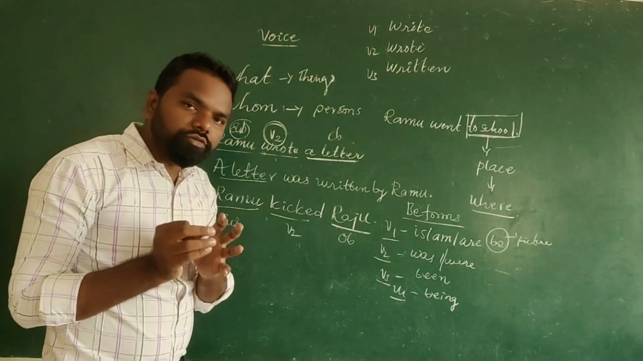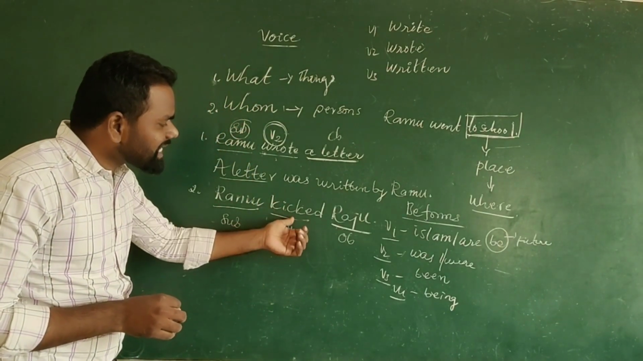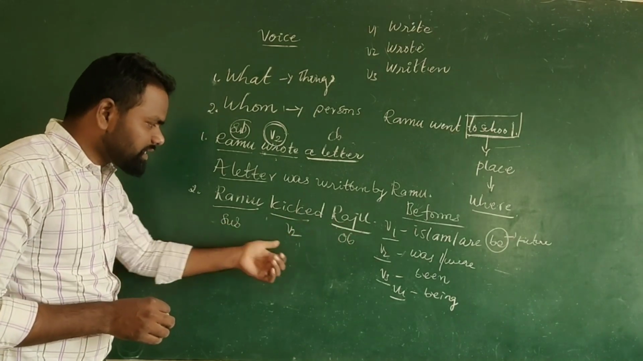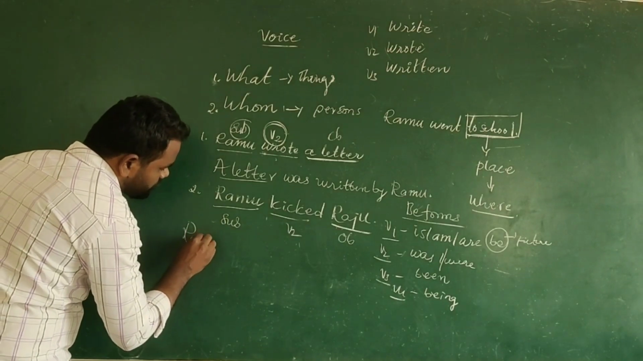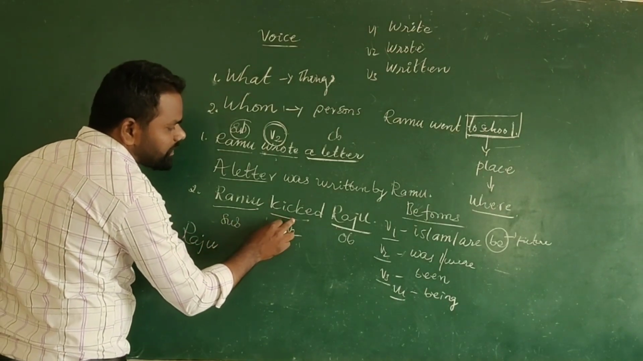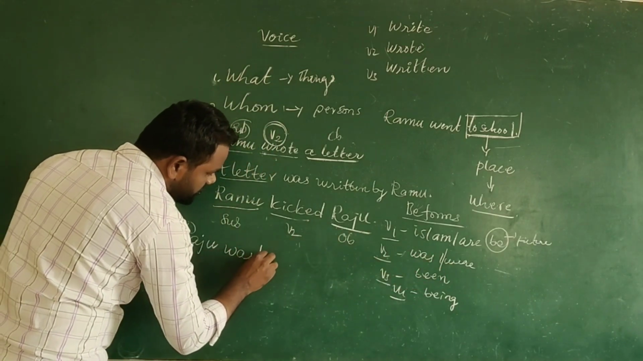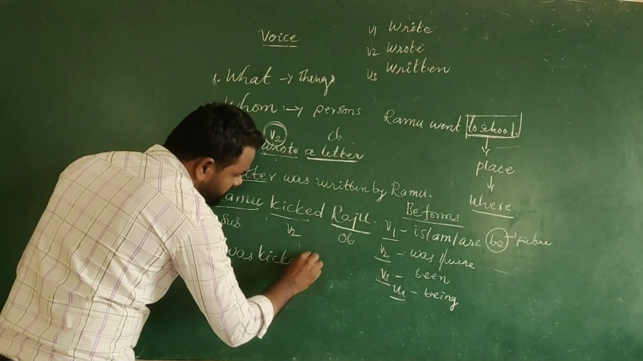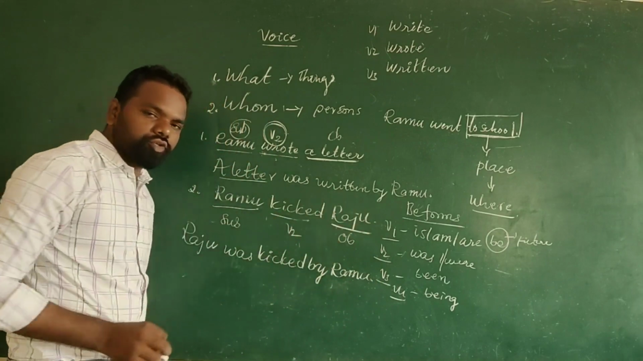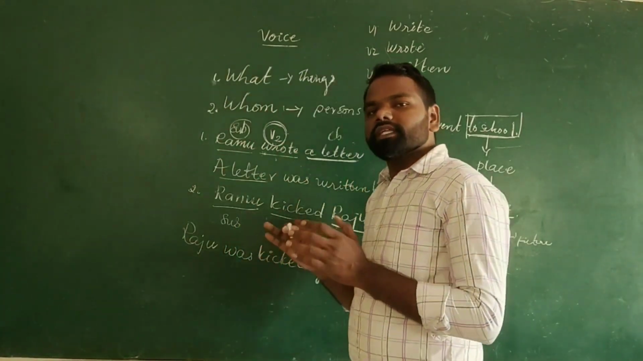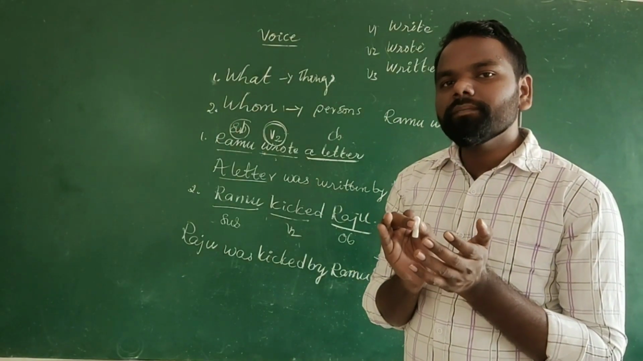This is the way we need to change active voice to passive voice. Another one. Ramu kicked Raju. Ramu is subject, kicked is V2, object is Raju. Now let us see. Raju, kicked V2, was, were, was. Raju was kicked by Ramu. This is the way you should keep in mind to change active voice to passive voice.